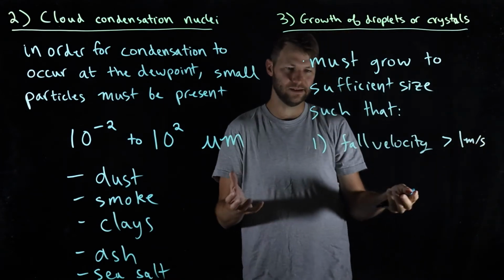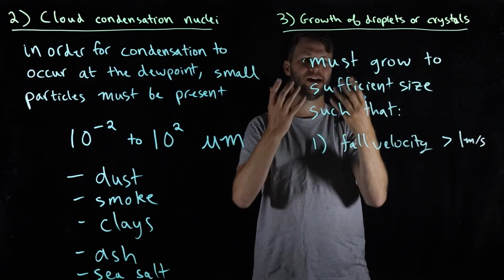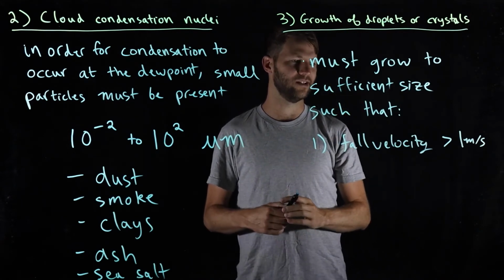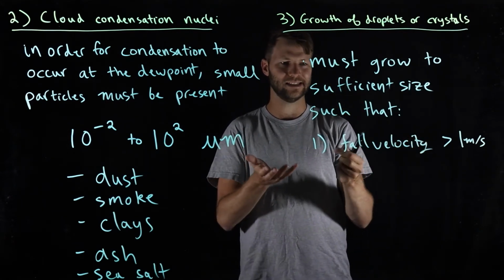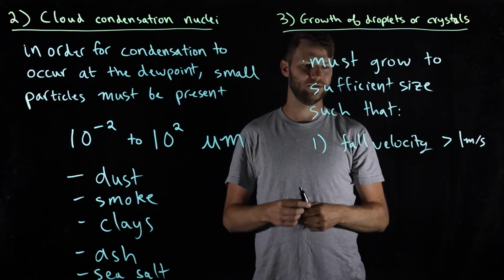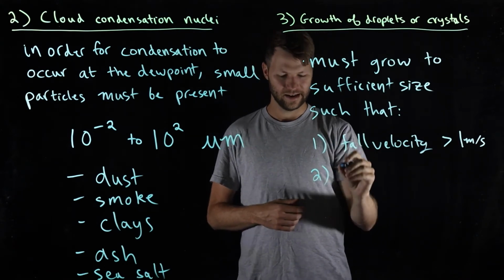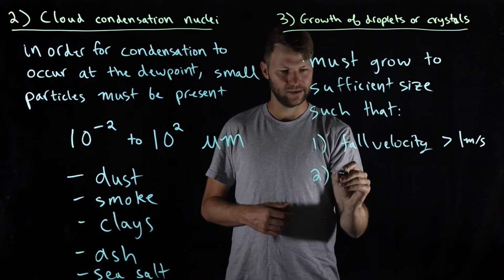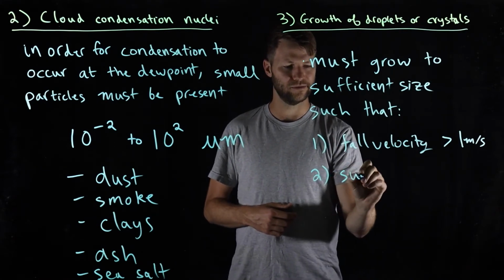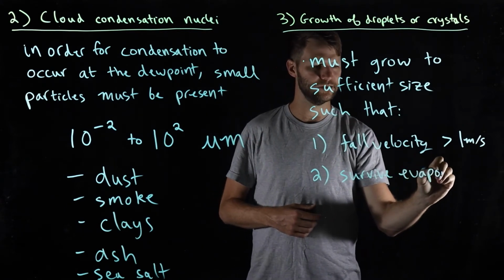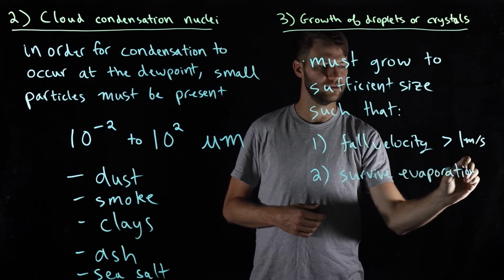And the idea here is that many clouds actually have updrafts within them. And even if a droplet is falling, if it's reached terminal velocity, if it's not falling fast enough, it's not going to fall out of that rising column of air. And then the second point here is that as it's falling, it needs to survive evaporation and sublimation on its way to the surface.